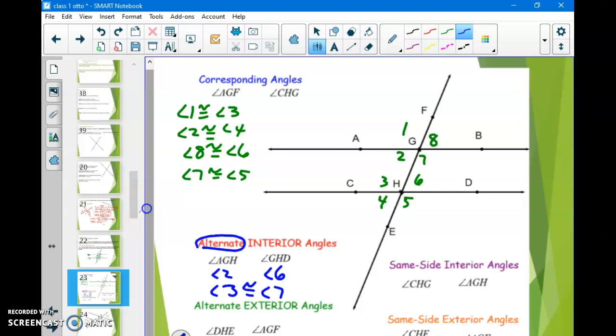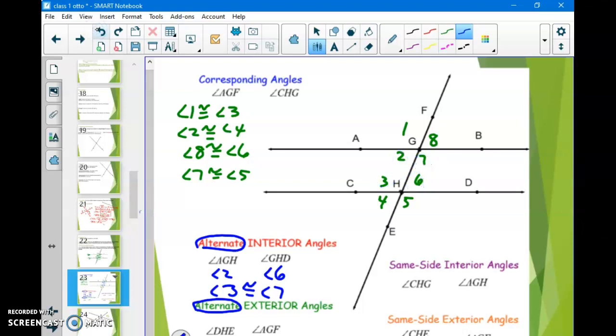You see the word alternate in a couple of these. Alternate means on the opposite side of. So opposite side interior angles. So 2 and 6, 3 and 7. That's when they say alternate, that's what they're talking about.